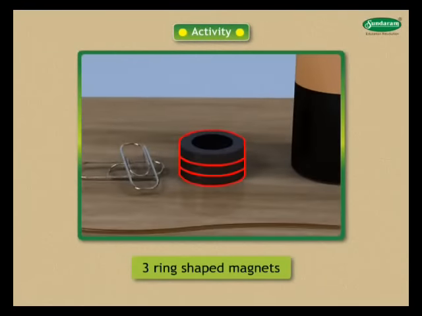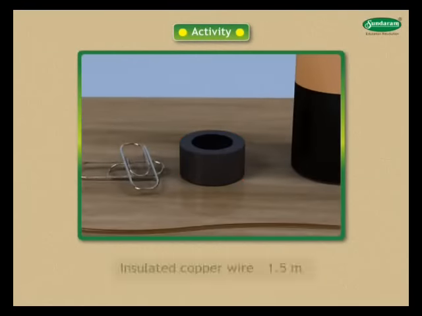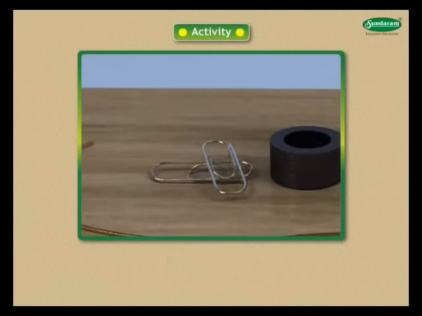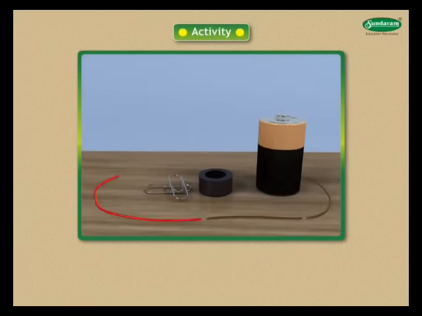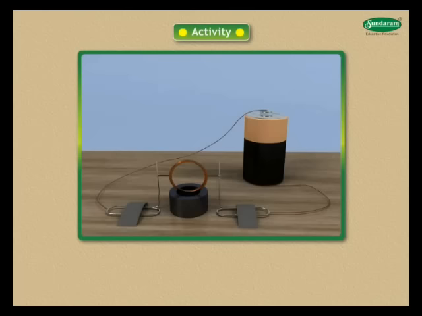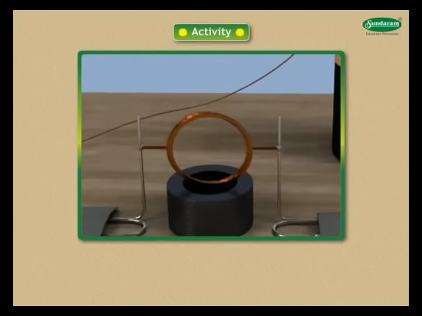Take 3 ring-shaped magnets, insulated copper wire of 1.5 meters, a battery and paper clips. Cut the wire into 3 pieces, one piece about 1 meter and the other 2 about 0.25 meters each. Take the 1 meter piece of wire and wrap it around 2 fingers to form a coil. Take the loose end of this wire and wrap it once along the diameter of the coil. The 2 arms of the coil should be directly opposite to each other.